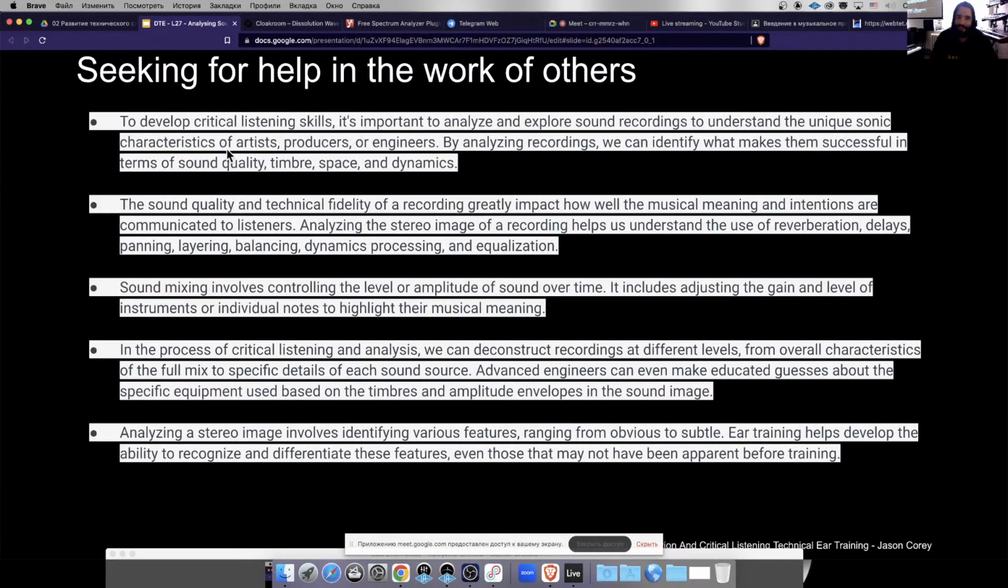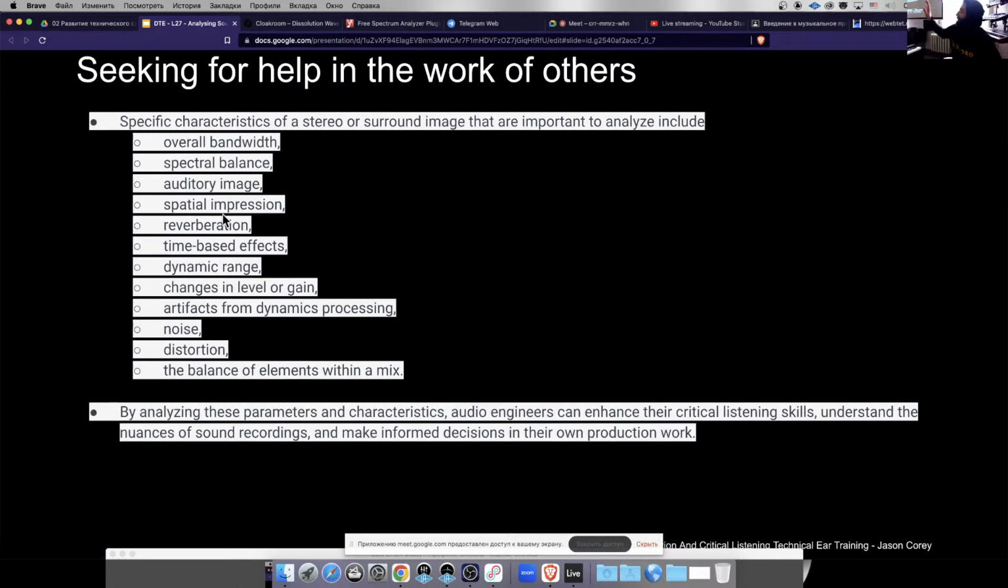To develop critical listening skills, you have to explore sound recordings and understand different characteristics. Obviously, the sound quality and technical fidelity of a recording impact how well the musical meaning is translated. So obviously good recordings are great. Analyzing the stereo image of recordings helps us understand reverberation, delay, panning, layering. You see, I care. The rest could be seen as kind of BS, but I care about this list.